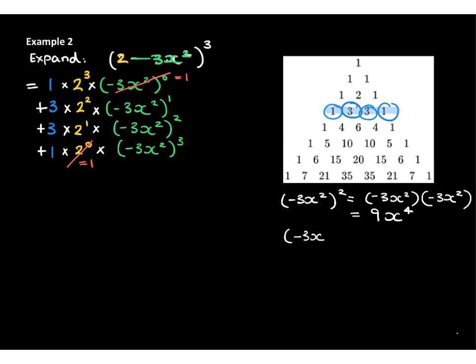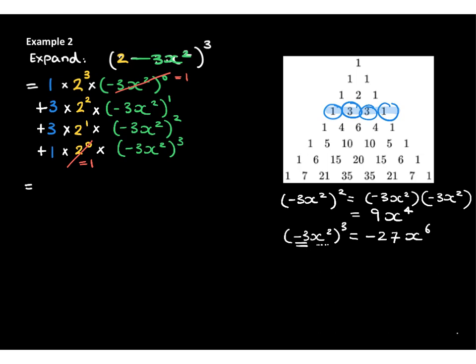Similarly, negative 3x squared all cubed, well, we have to cube each part of that, so cubing the negative 3 will give us negative 27, and then cubing x squared will give us x to the power of 6. So you may wish to have a go at simplifying the expansion and then checking your answer at the very end. So let's have a look.